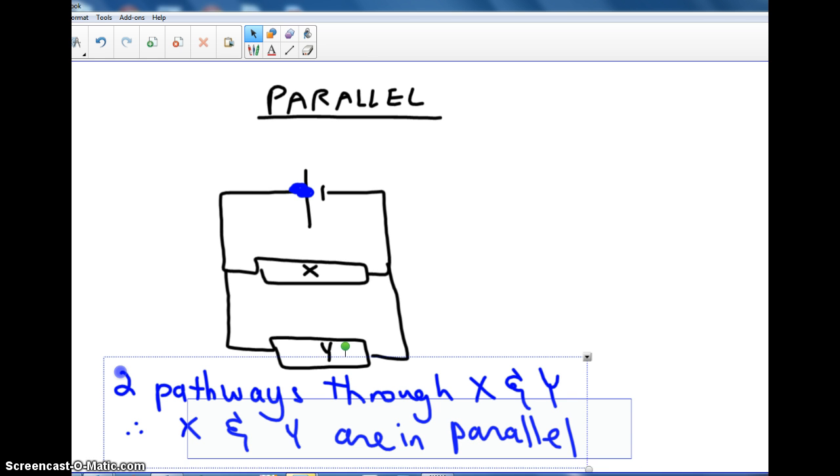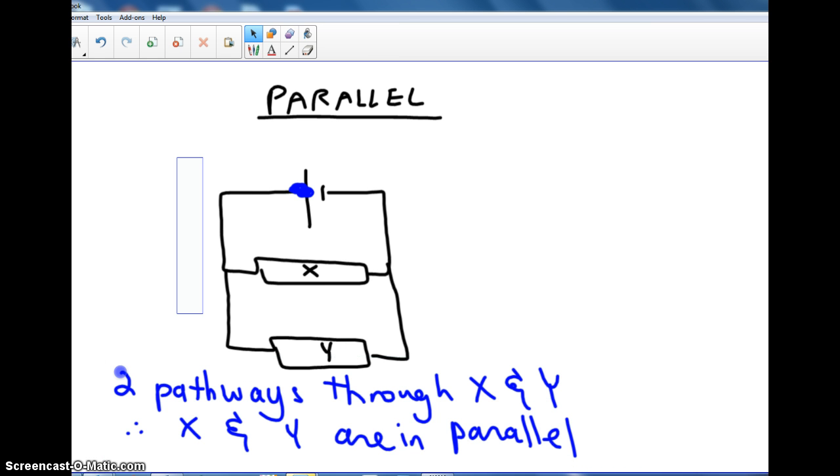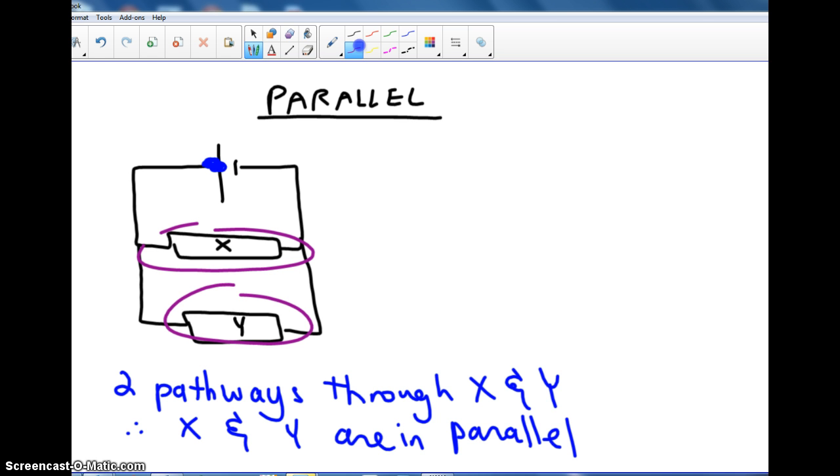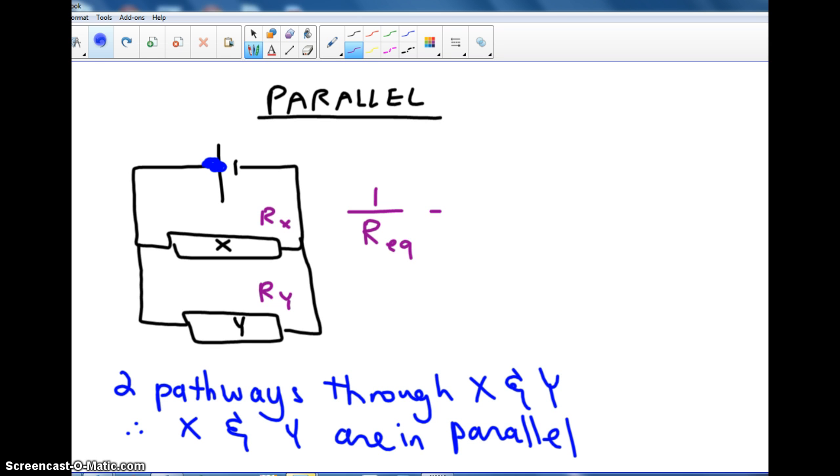So here is how we calculate the equivalent resistance whenever two resistors are in parallel. We want to know what's the combined impact from those two resistors. For a minute, let's call this R sub X, R sub Y. The way you calculate the equivalent resistance is you take 1 over Req equals 1 over Rx plus 1 over Ry.